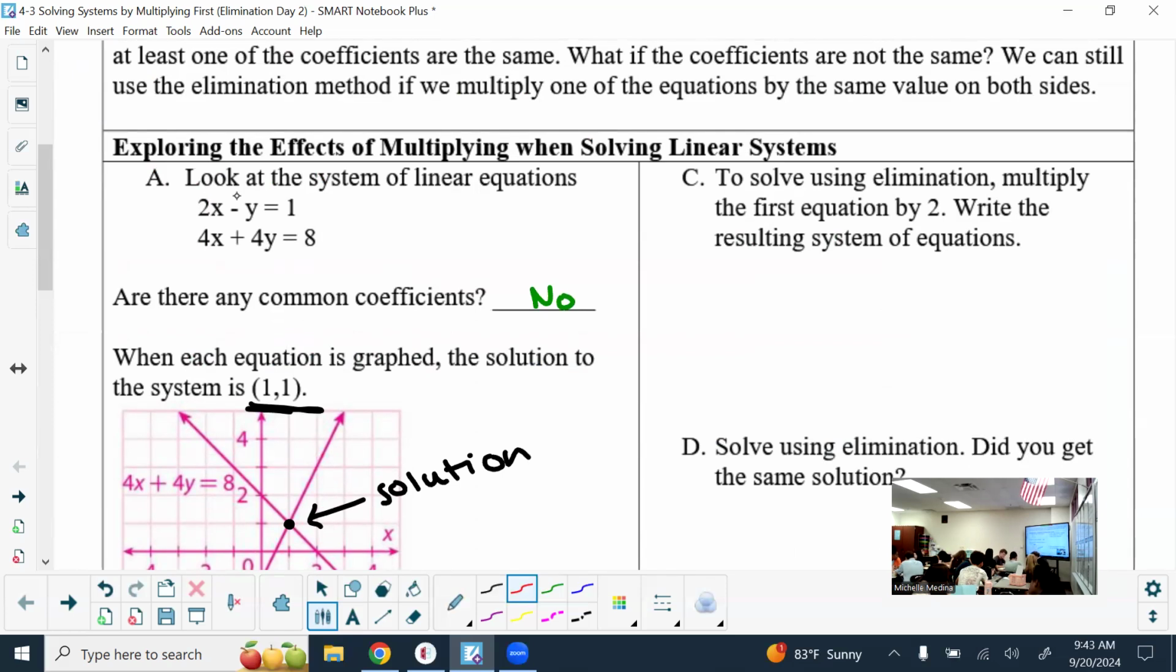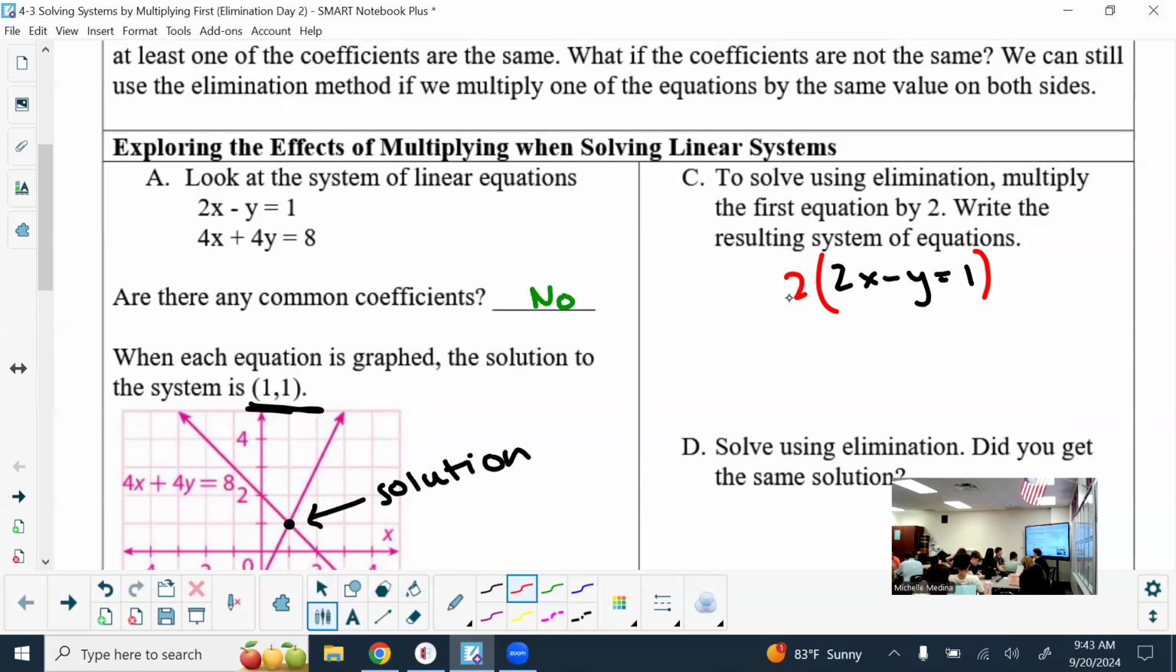If I want a common coefficient on the x, then I'd probably multiply the top equation by 2, because that's how I can go from 2 to 4 by multiplying. If I want a common coefficient on the y, then maybe I'll multiply the top equation by 4. All right, it's up to you. For this one, we are going to multiply the first equation by 2. So kind of similar to what we just did, except multiplying by 2 will create a common coefficient, whereas 8 would not.